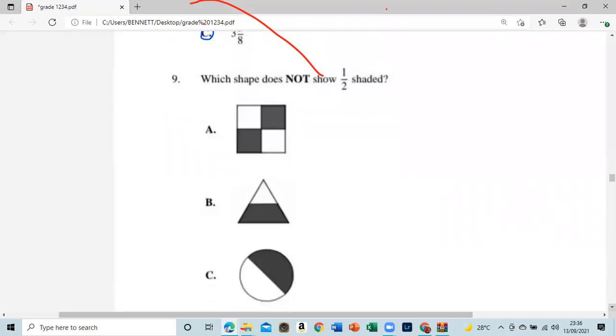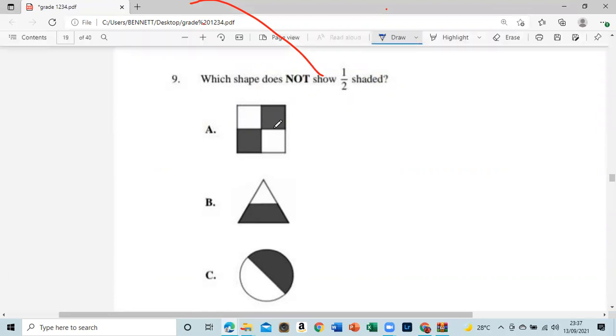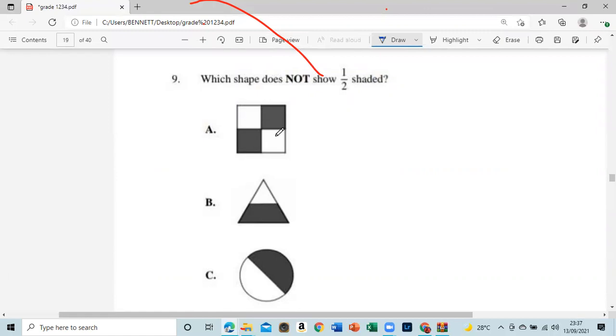Alright, they go on to number 9 and they say, which shape does not show half shaded? So this would be half, right? Because if you care about this over here, it will be half. So it is definitely this. Remember guys, you see this different shape? See? So it's not half.